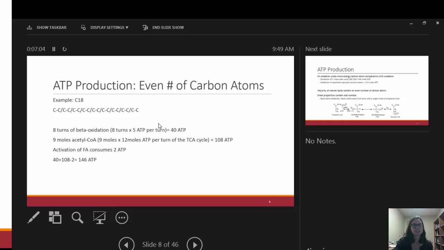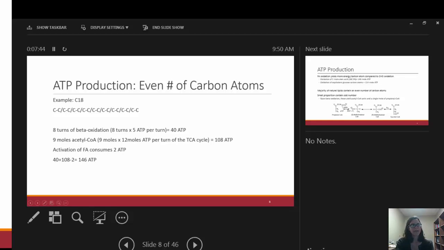Okay, so let's look at how many ATP are produced from a fatty acid. Let's use a fatty acid with 18 carbons. Each slash is a round of beta oxidation where we're lysing off 2 carbon units, okay? So 1, 2, 3, 4, 5, 6, 7, 8. So we have 8 rounds of beta oxidation. And we get 5 ATP per turn, because remember we get 1 NADH and 1 FADH2. So for 8 turns of beta oxidation times 5 ATP per turn, we get 40 ATP just through the beta oxidation part.